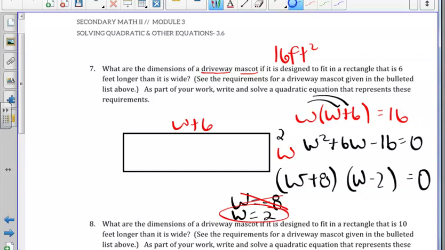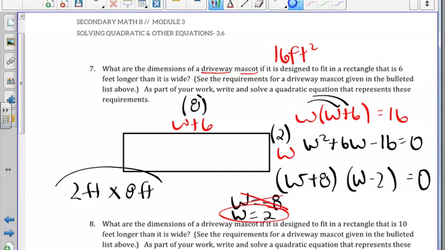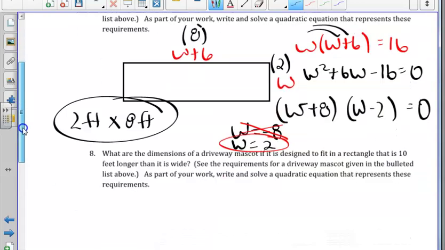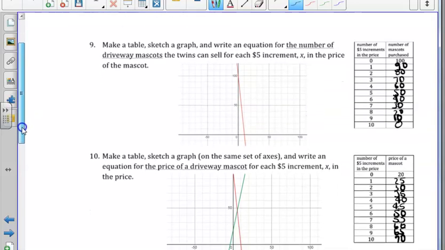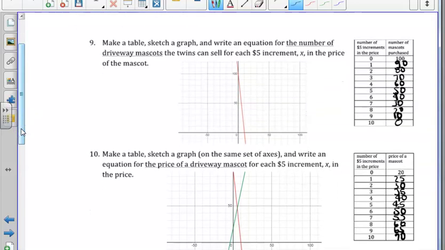That means our width is 2, and our length is 8. So we will have a 2 feet by 8 foot driveway mascot. Now let's progress to number 9. In 9, we are now focusing on the number of driveway mascots we can sell.